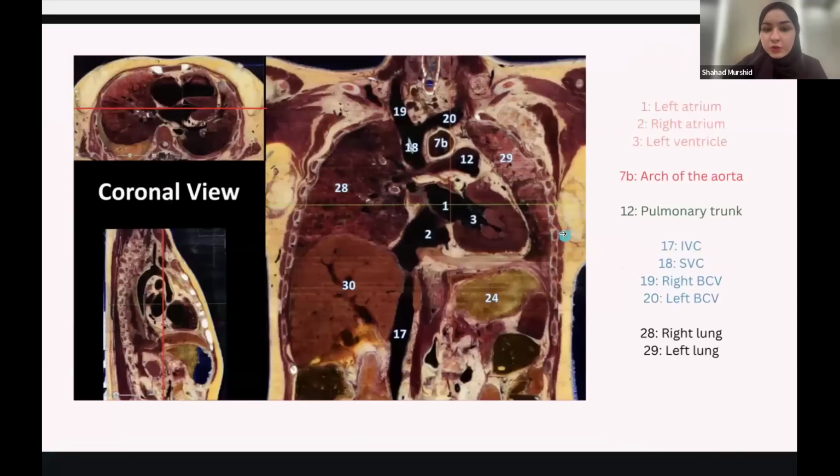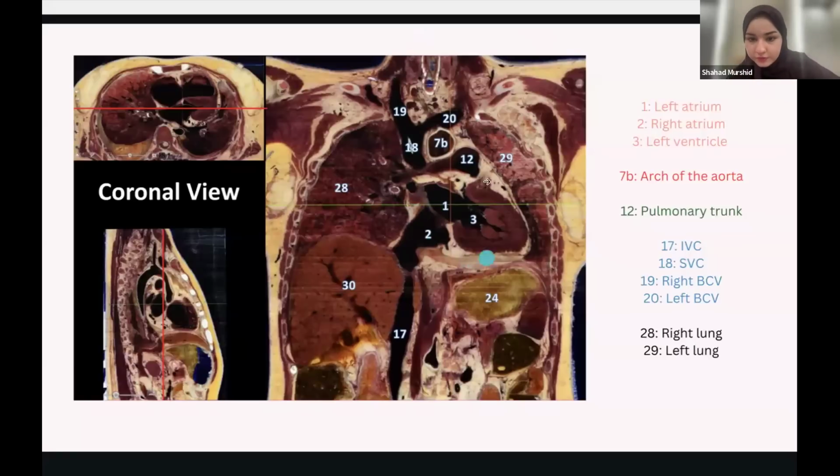Next, we have a coronal view. So coronal view, you're basically just looking at the heart, like you're looking at the person from the front. So it's very easy to identify everything if you know the anatomy of it. So we have 19 and 20. They are the brachiocephalic veins. They're joining to form the SVC. And then next to it, we have the aorta. So now we have the aorta here. And then next to the aorta, we have the pulmonary trunk. So we have SVC, aorta, pulmonary trunk.